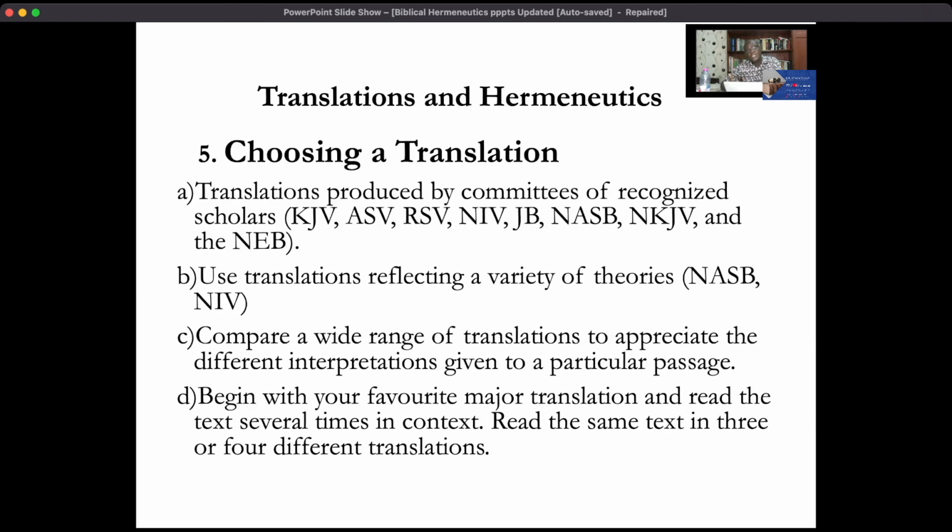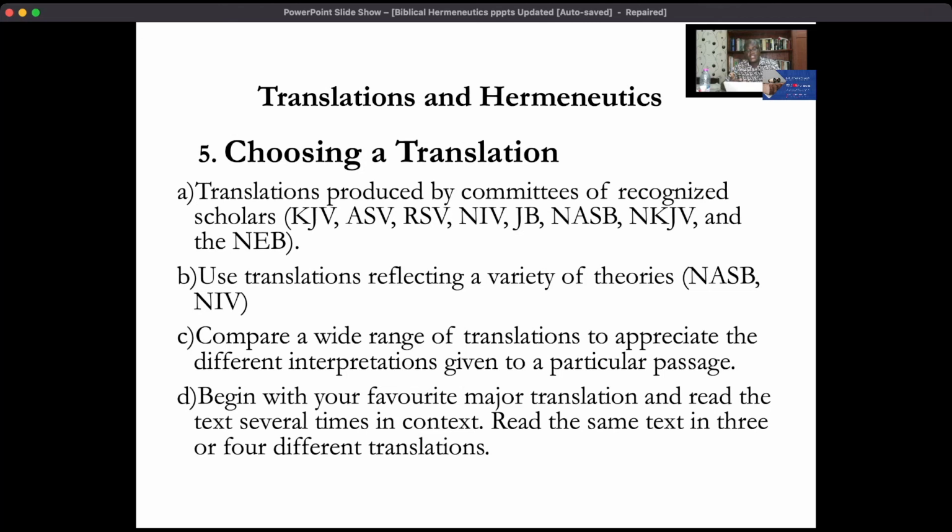Now, how to help someone to choose a translation? A, translation produced by committees of recognized scholars. So these are the examples that I can give you. KJV, ASV, RSV, NIV, JB, and the rest. They were done by a committee of scholars.